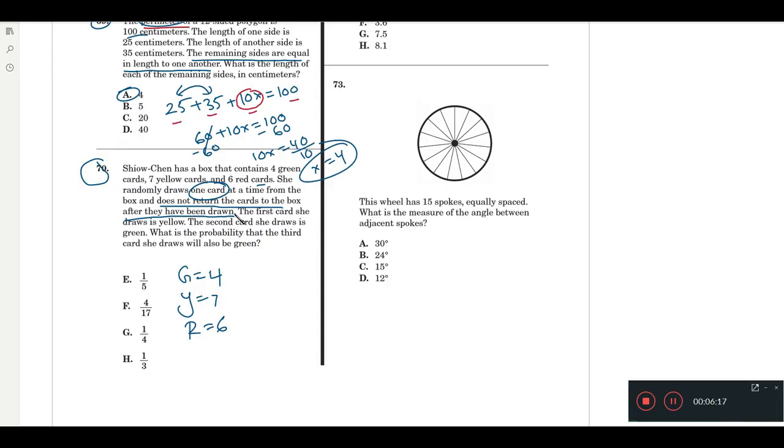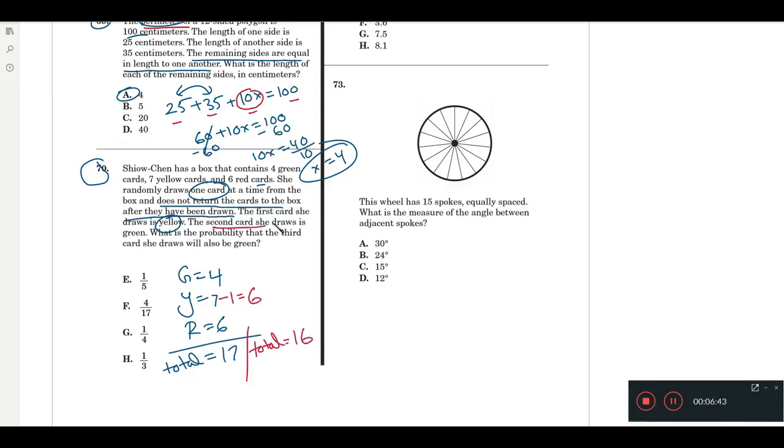Now, the first card she draws is yellow. She already drew a yellow. What was the total, by the way? 7 out of 17. So she already drew 1 yellow, right? Can I subtract 1 yellow from the 7? Yeah, you get 6. Now there are 6 yellow, but the total also changes. What is the new total? 16. Subtract 1.